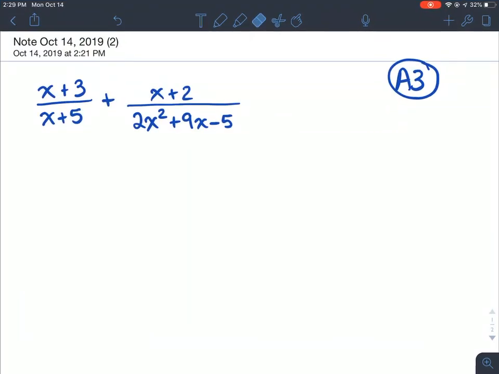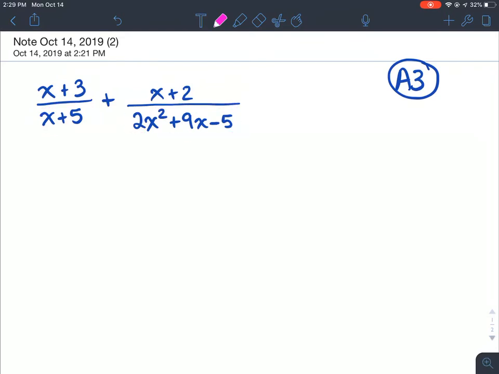Okay guys, we're going to add a couple of fractions together. So this is from A3, equivalent expressions or rational expressions. So we've got this expression and it's got two fractions and we want to add them. So we need common denominators because this and this are not exactly the same.